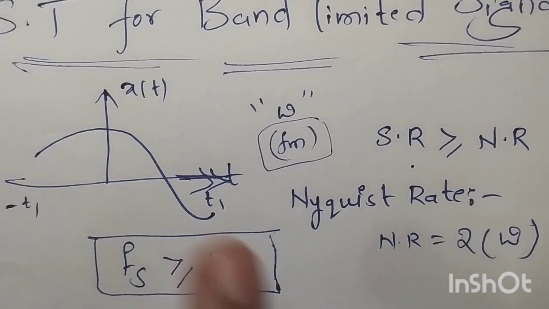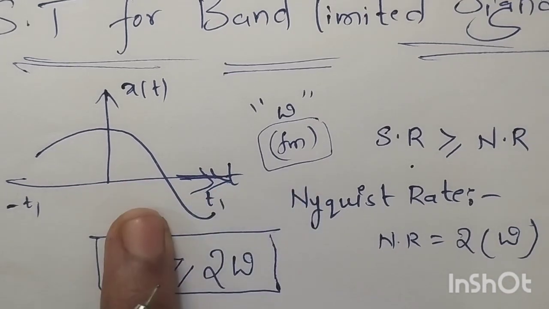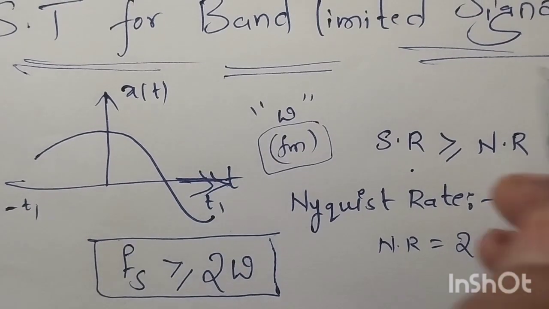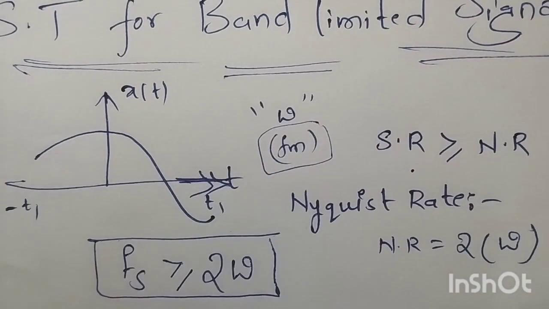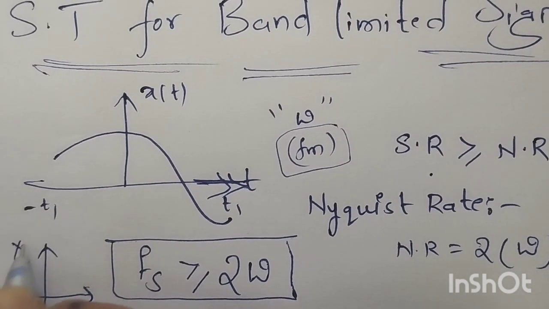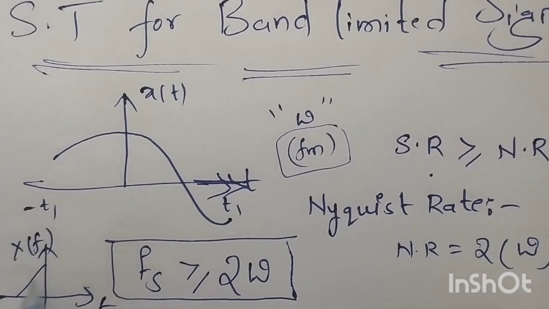So I'll repeat the statement. If any band limited signal, I'm assuming that this is a band limited signal, that means its spectrum can be in the manner like X of f, or omega, you can take anything. Band is limited means from minus omega to omega.